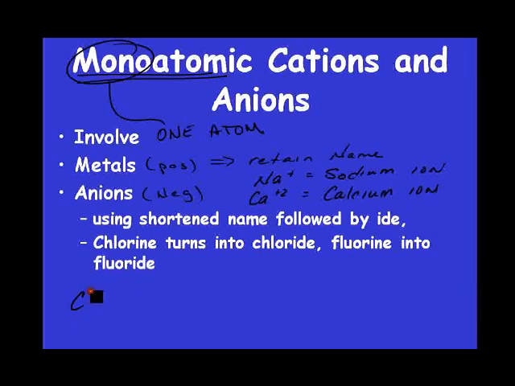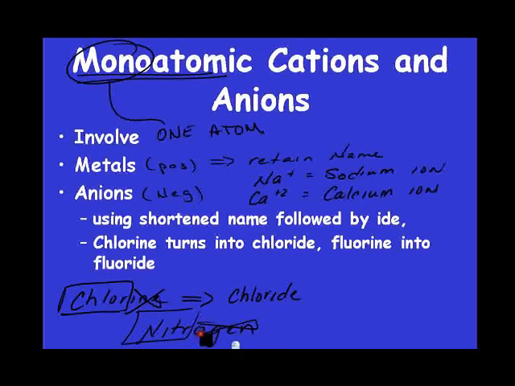So when we talk about chlorine, we're going to use the chlor, and chlorine will become a chloride ion. If we're talking about nitrogen, we're going to keep the nitr, and nitrogen would become nitride. So these are both ions.